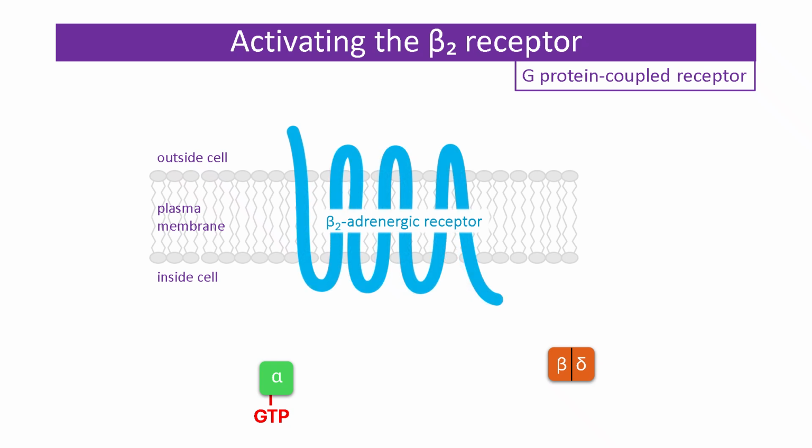The G protein alpha subunit has built-in timing. It's a GTPase enzyme. This intrinsic activity eventually hydrolyzes or breaks down the bound GTP back into GDP. The GDP-bound alpha subunit loses its activity and recombines with the beta-gamma complex. The entire G protein is now inactive, ending the cell signaling effect until the next salbutamol molecule binds.